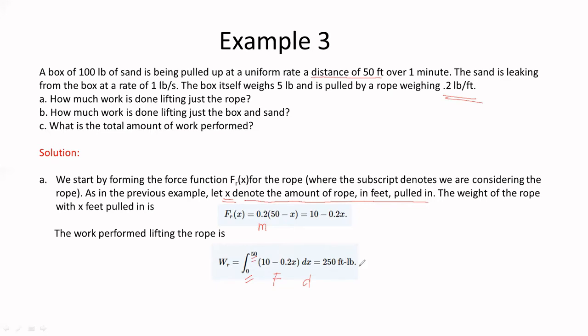giving us the work required for the rope only to be pulled up equal to 250 foot-pound. So what you have to do here, class, is use the power rule and then substitute the limits 0 to 50. Your calculators, by the way, can do it directly for you without having to really illustrate the power rule technique of integration. So that's for letter A, the work done lifting just the rope.